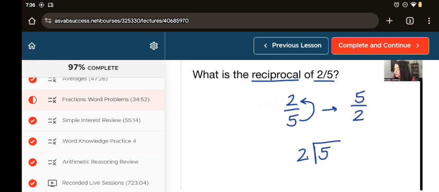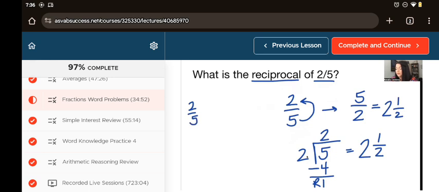So then 2 goes into 5 2 times. This becomes my whole number, okay? 2 times 2 is 4. 5 minus 4 is 1. This is my remainder. That becomes my new numerator. And my denominator stays the same. So my answer here is 2 and 1/2. So in reality, 2/5 as a reciprocal is 2 and 1/2. Okay, so the reciprocal isn't always going to look exactly like the original fraction because it could be converted.